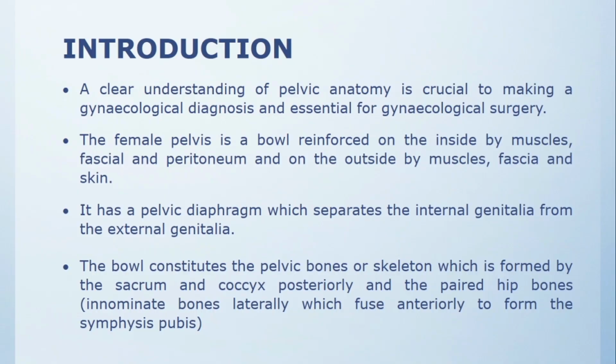A clear understanding of the pelvic anatomy is crucial to making a gynecological diagnosis, and it is essential for basic gynecological surgery. The female pelvis is like a bowl that is reinforced on the inside by muscles, fascia and peritoneum, and on the outside by muscles, fascia, and the skin. And it has a pelvic diaphragm which separates the internal genitalia from the external genitalia.